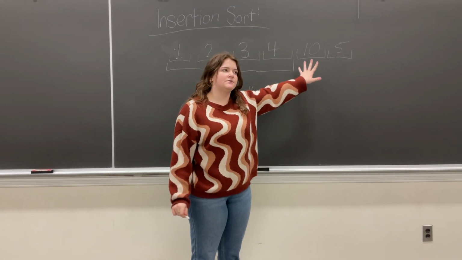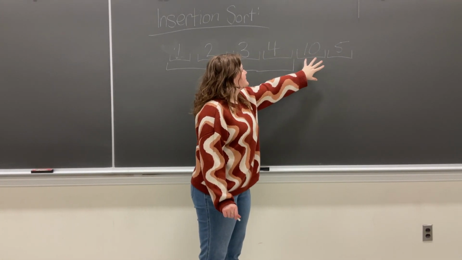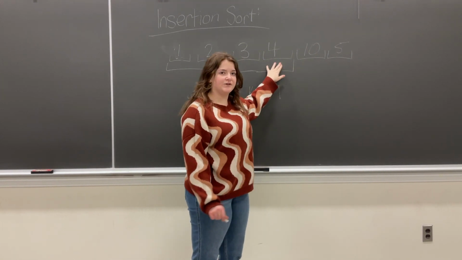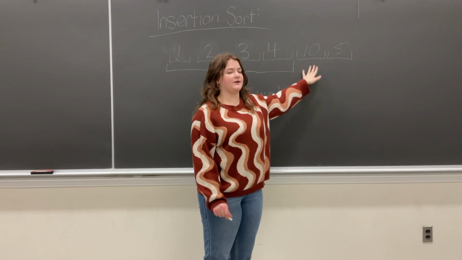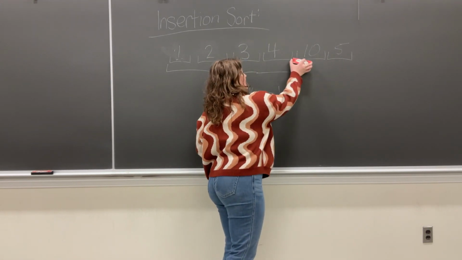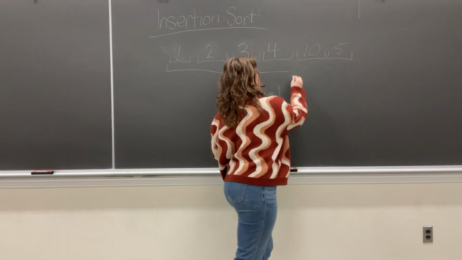And now we know that everything through 4 is sorted. Again, this is an instance where the value we're looking at is greater than the last value of the sorted array, and we know this is already sorted from least to greatest, so we don't do anything here, and we now know that this is sorted.